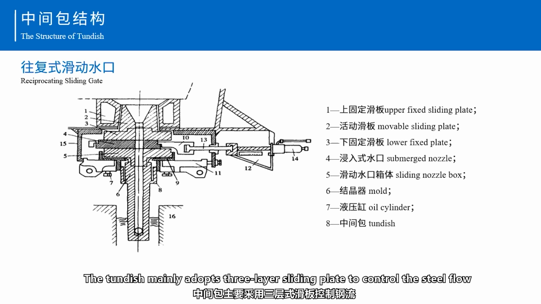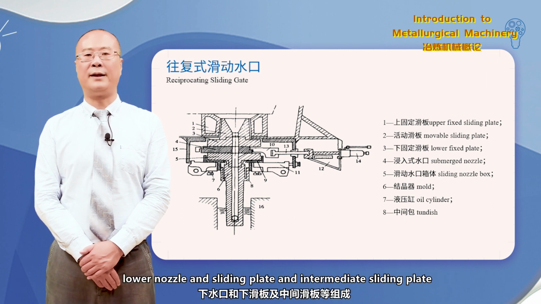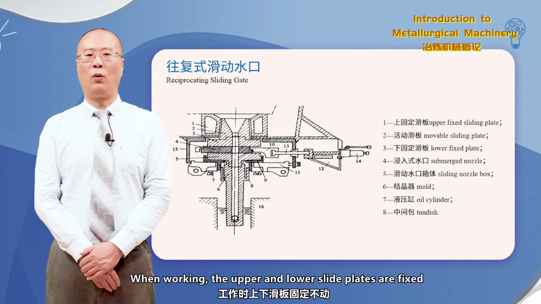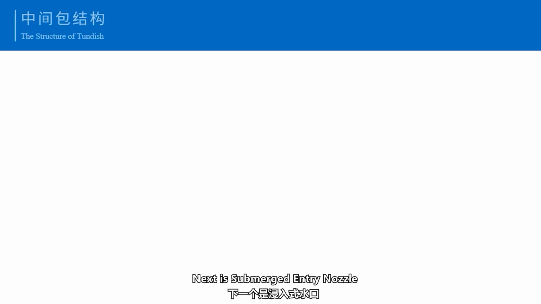The TUNDISH mainly adopts a 3-layer sliding plate to control the steel flow. The sliding gate is mainly composed of the upper nozzle and sliding plate, the lower nozzle and sliding plate, and the intermediate sliding plate. When working, the upper and the lower plates are fixed, and the middle sliding plate is used to control the injection flow. Next is the submerged entry nozzle.